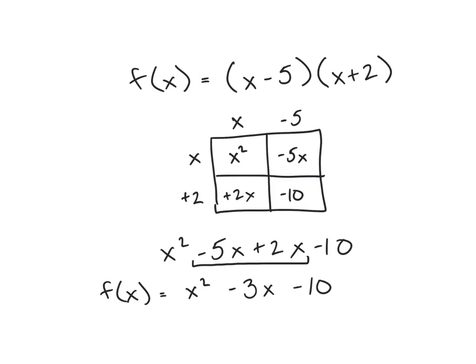On the screen before you, you see an example of how to take a function in factored form and turn it into a quadratic function in standard form. We started with the factored form (x − 5)(x + 2). We then used the area model to multiply x − 5 and x + 2. We combined like terms to end up with the quadratic function f(x) = x² − 3x − 10 in standard form.